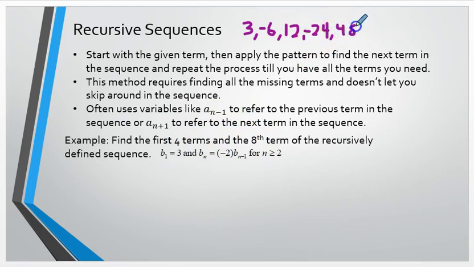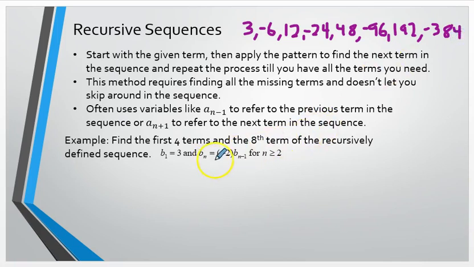So multiply by negative 2 again, multiply by negative 2 again, multiply by negative 2 again, and we have 1, 2, 3, 4, 5, 6, 7, so we need to do one more. So the last number is negative 384.